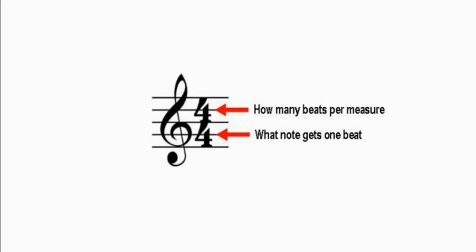So that top 4 tells us how many beats are in each measure. So in this case, 4. And then the bottom one tells us what note gets 1 beat. Okay, so in this case, that 4 represents a quarter note. Once again, if you don't understand what a quarter note is, click on the I and go back and review my video on note values. That quarter note gets 1 count for this measure.